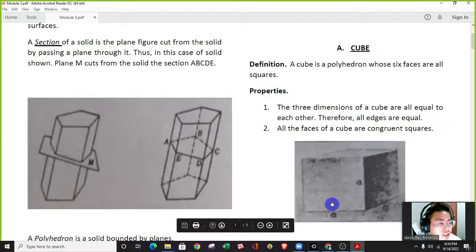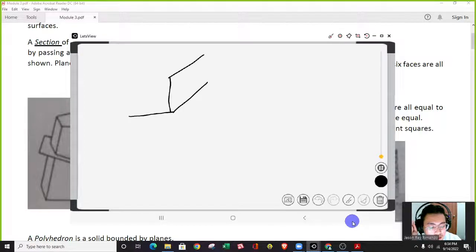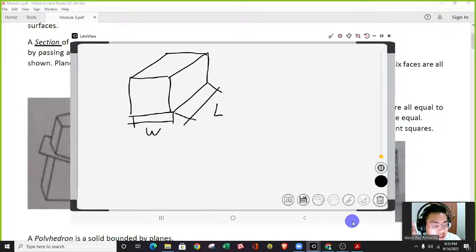Ano yung mga 3 dimensions natin? You have your width, you have your length, then third is your altitude or your height. Those are the 3 dimensions. Doon sa cube, it is said that all dimensions are equal.